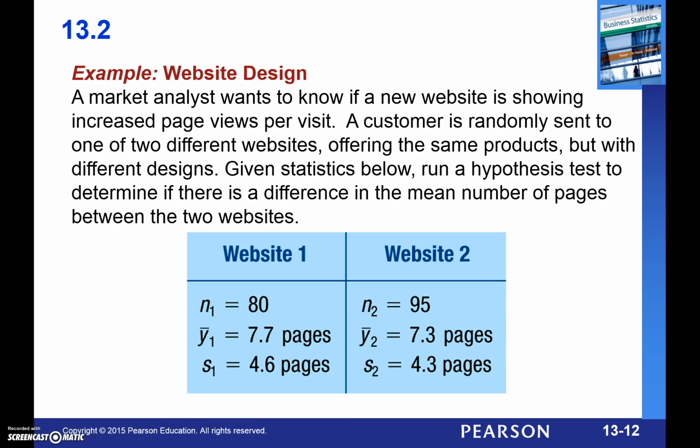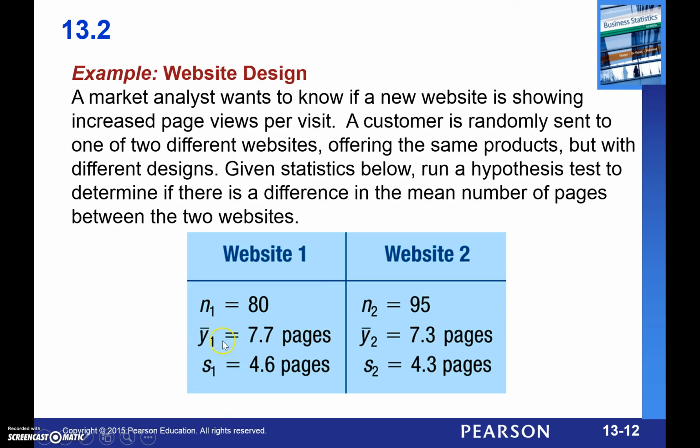Each website has a page, let's say per item, and we want to see how many pages they go to. So obviously the more pages they go to, probably the better our website, because that's indicating that we're keeping them longer, we're making them hopefully contemplate buying the products, maybe more than one product. So here's our two groups, website 1, website 2. Notice our n's can be different, that's okay. So we have 80 people went to website 1, 95 went to website 2.